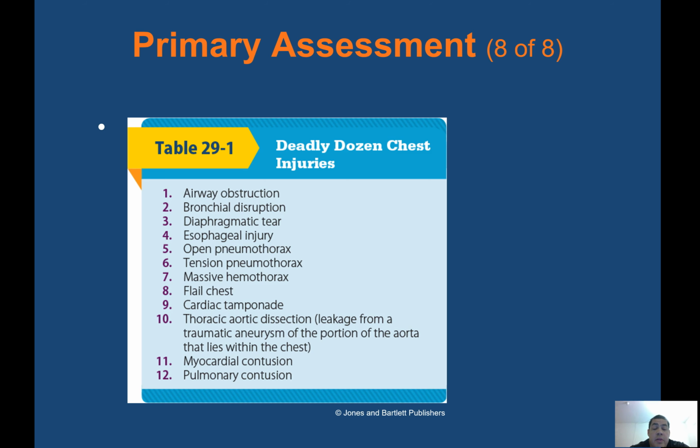So a deadly dozen chest injuries. So airway obstruction, bronchial disruption, diaphragmatic tear, esophageal injury, open pneumothorax, tension pneumothorax, massive hemothorax, flail chest, cardiac tamponade, thoracic aortic dissection, myocardial contusion, and pulmonary contusion.